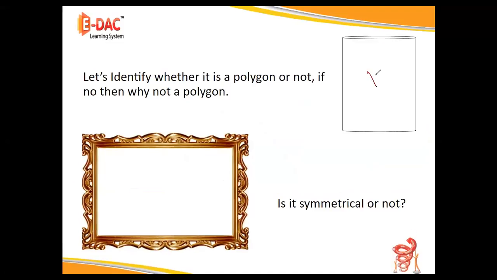Is it a polygon? No, it is not a polygon. Why? Because we can only see two sides. It is not made by line segments. It is one curved line. Here also it is a curved line. It is a cylindrical shape, but it's not a polygon.